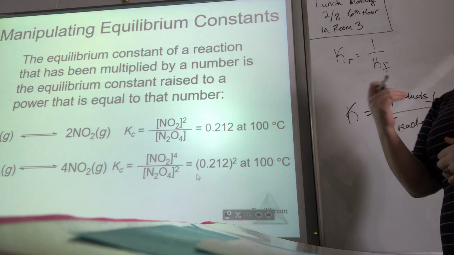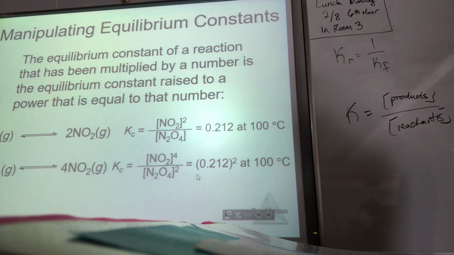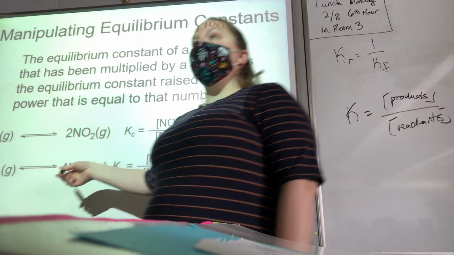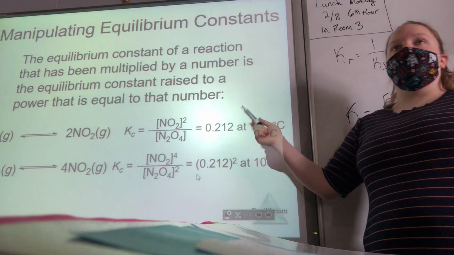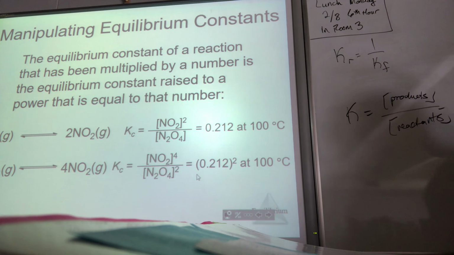I don't really know how to write that in a simplified way. Make sure you have that written down. If I had multiplied this by 3, and this was a 3 and this was a 6, I would raise the power to 3. Whatever you do to the reaction, you can raise the power of the K.